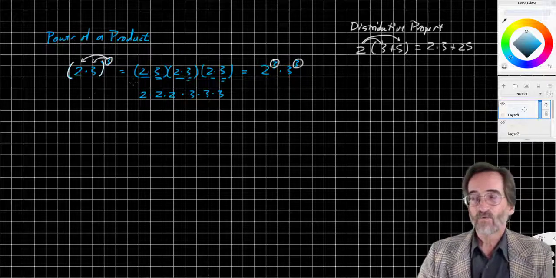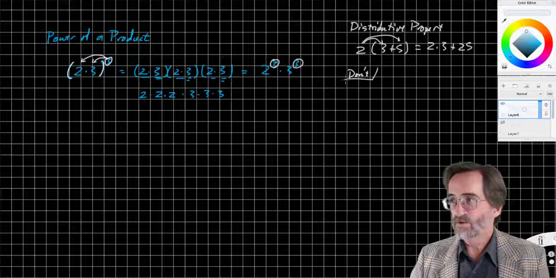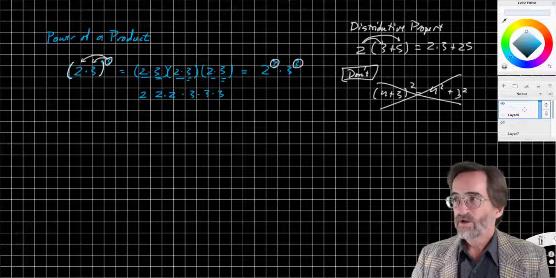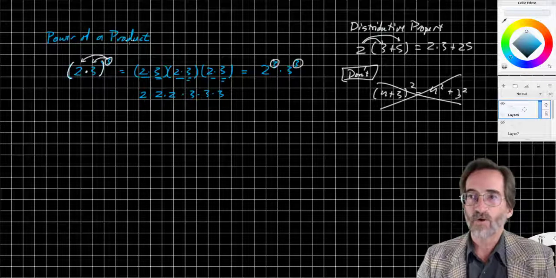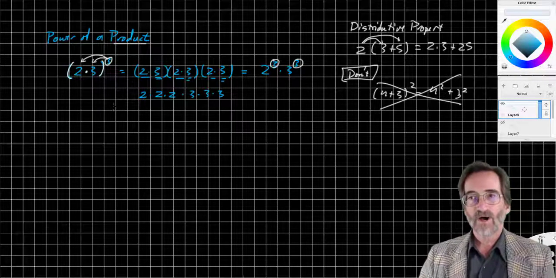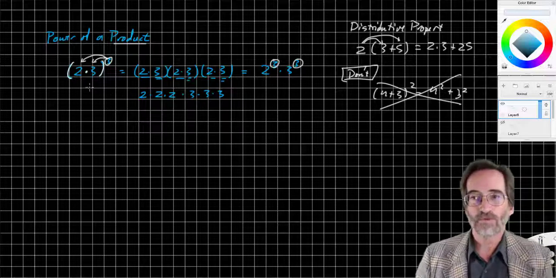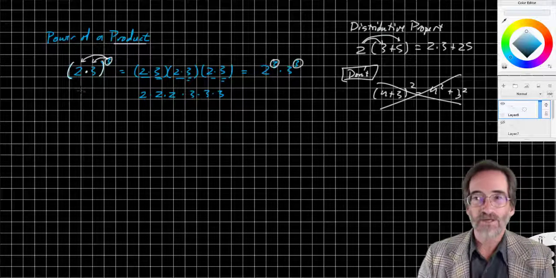Now, here's a point where you can get confused. Don't do this. Don't do 4 plus 3 to the second is 4 to the second plus 3 to the second. Okay, that doesn't work, because you distribute the exponent only over things that are multiplied, over a product, not a sum. This is a sum. It doesn't work over addition. It works over multiplication. Okay, it actually also works over division as well.